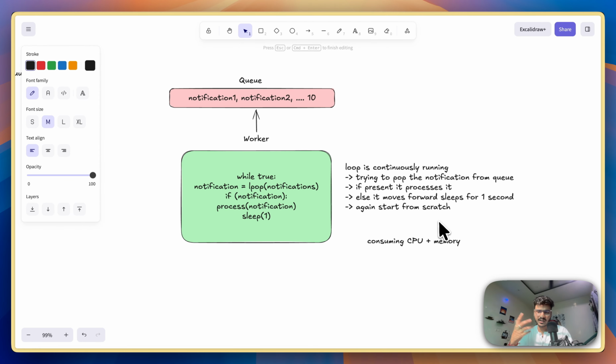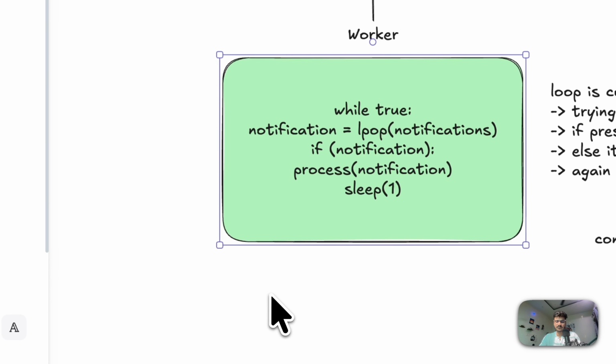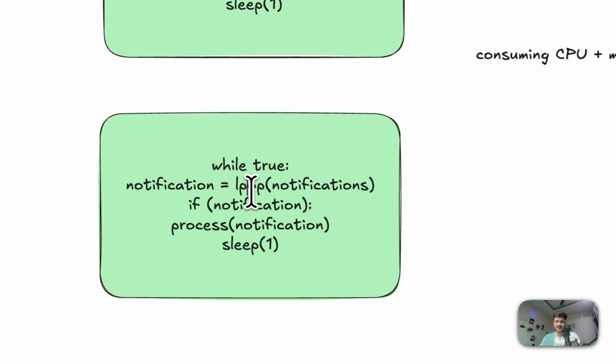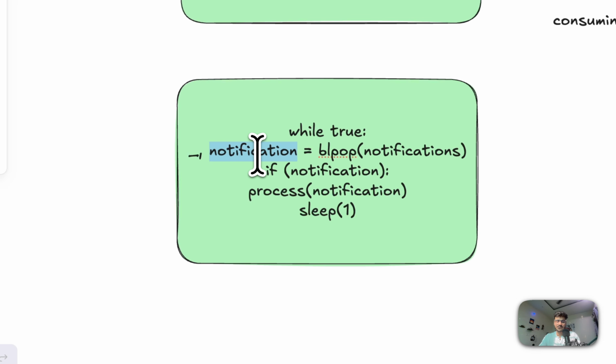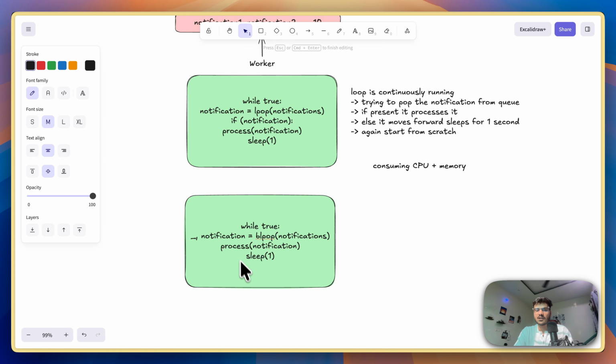So that's where the blocking command comes in, right? Let's try to improve this worker. I'll just copy paste it, and now what I'll do is I'll use BLPOP, right? BLPOP gives you 2 elements in the output. In the second output you get the actual notification, and here you don't even need to check if notification or anything like that. You just get the notification and process it. You don't even need to sleep. I mean, you can sleep, it's fine, right?